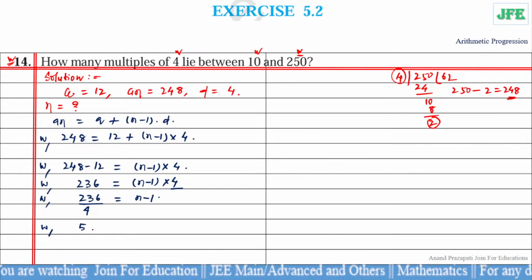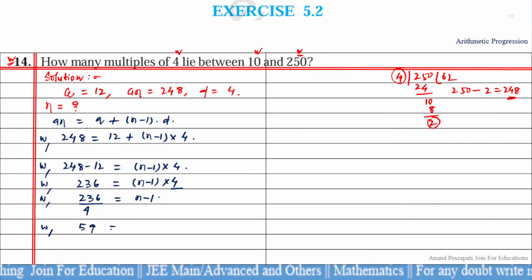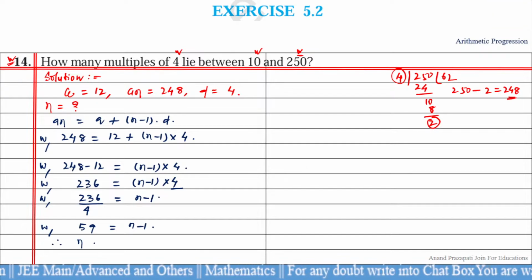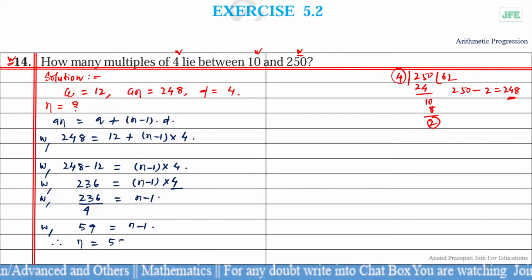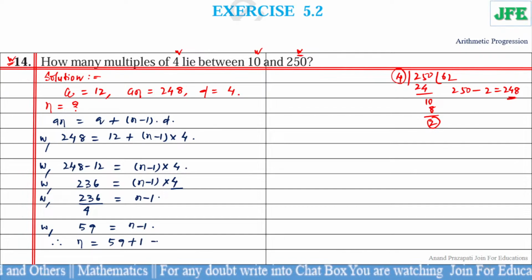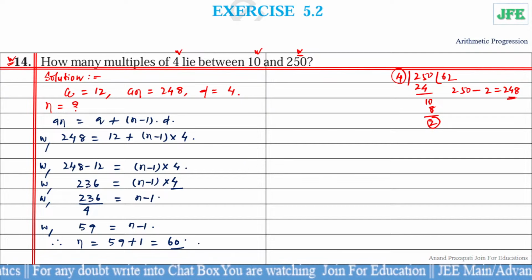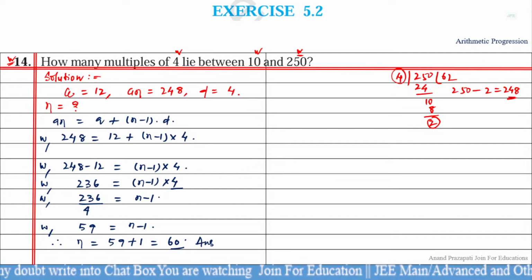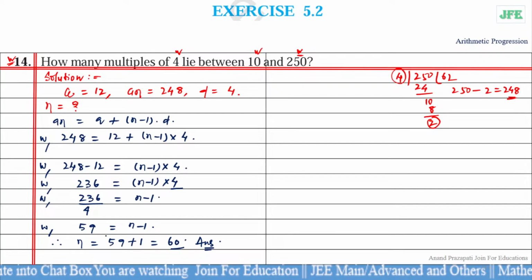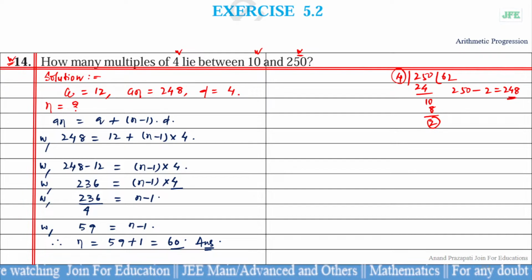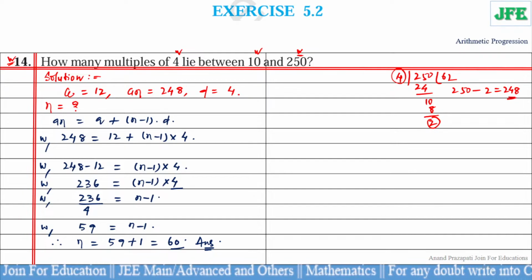When 236 is divided by 4, we get 59 equals n minus 1. Therefore, n equals 59 plus 1 equals 60. So this will be the answer of this question. Hope there is no problem to understand the solution of question number 14.